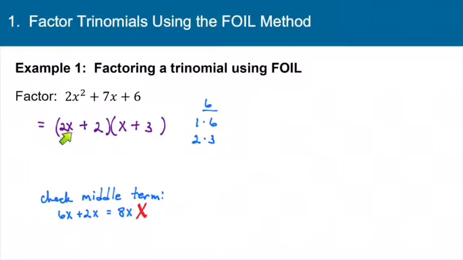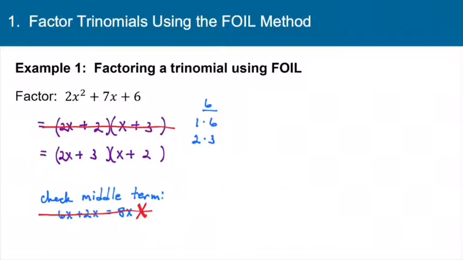Now remember, because of this 2, changing the placement of these two numbers is going to have an effect on the middle term. So let's just cross that out. And let's go again. And let's this time put the 3 here and the 2 here.